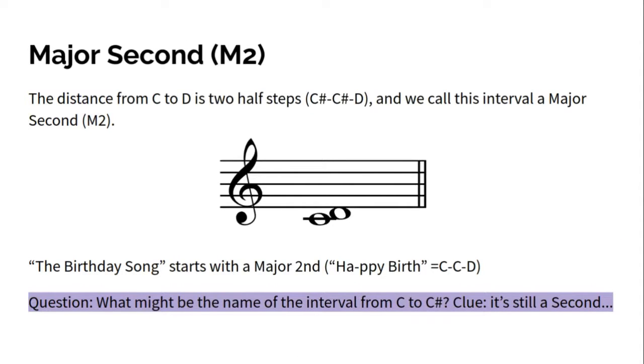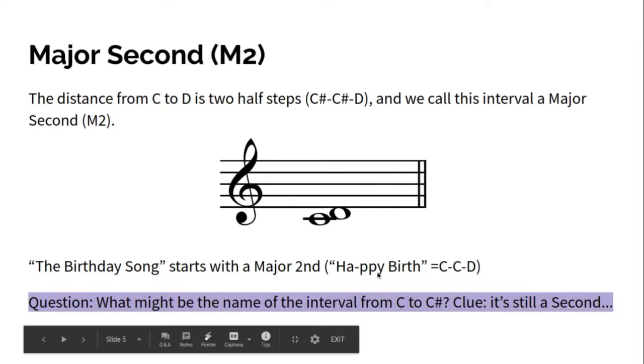Here we have a major second. The distance from C to D is 2 half steps. We call this interval a major second. So the other way to think of it that we talked about is this is note number 1. We go up to the next space, 1, 2.